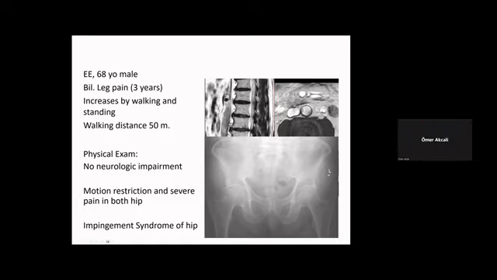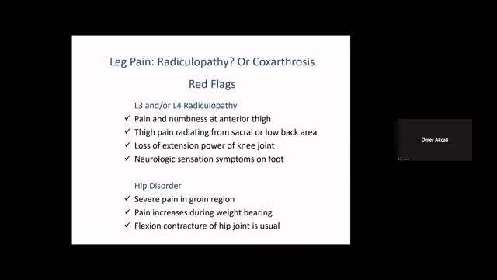You can see the degenerative deformities here, at the lateral part of both joints, and the diagnosis is impingement syndrome of the hip joint. For leg pain, the exact question is whether it is caused by radiculopathy or coxarthrosis. There are some red flags for radiculopathy and hip disorder problems.